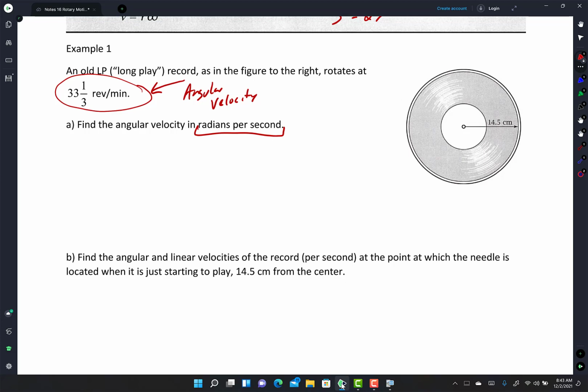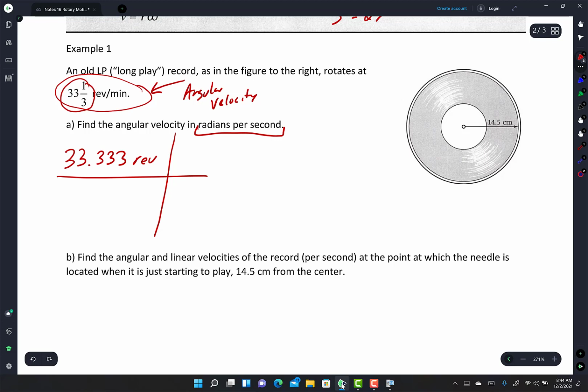So first and foremost, do you guys like fractions or mixed fractions or decimals? Fractions? Both? Okay, it doesn't matter. Is it okay if everyone knows that 1/3 is 0.333, right? Okay, so is it okay if I do this 33.33333 just to make it? Okay, so I'm going to write 33.333 and I'm going to put revolutions like this, and I'm going to make a T-chart. Do you guys remember T-charts? From like chemistry maybe? And on the bottom I'm going to put minute.